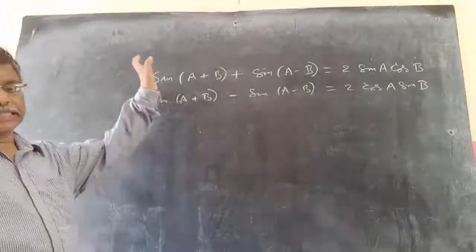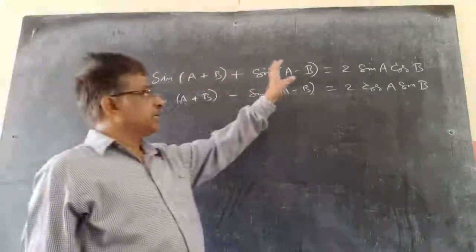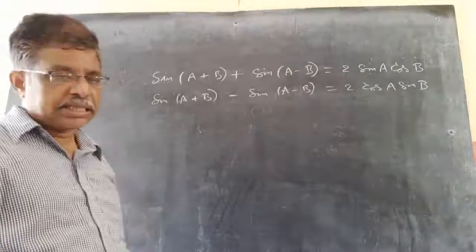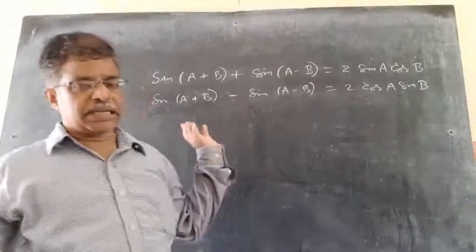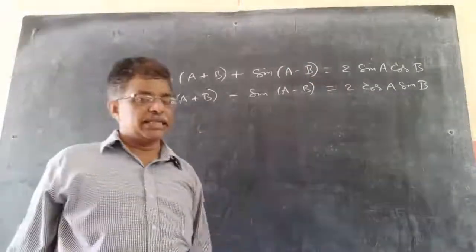Sin(A+B) is sin A cos B plus cos A sin B, and sin(A-B) is sin A cos B minus cos A sin B. Cos A sin B cancels, and what is left is 2 sin A cos B.